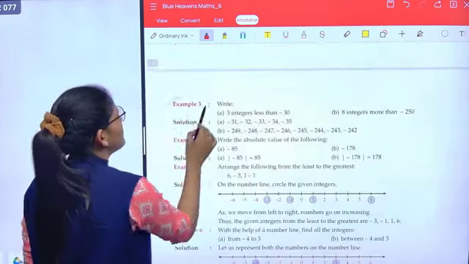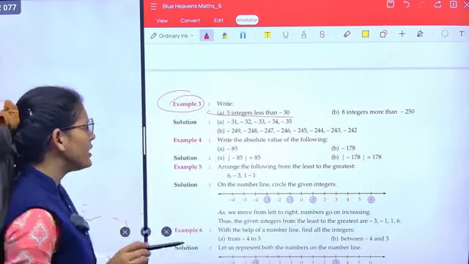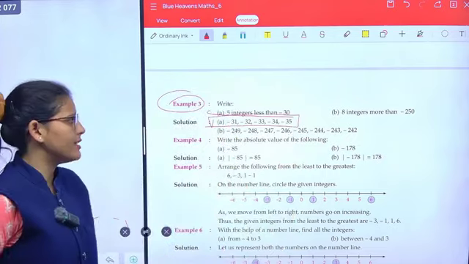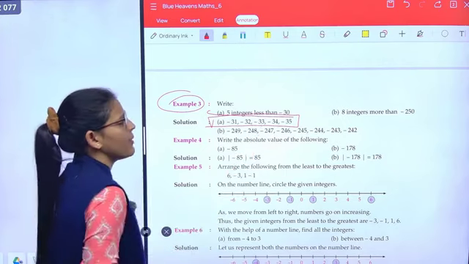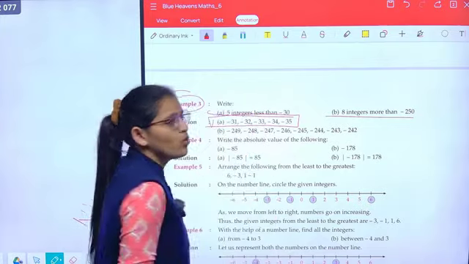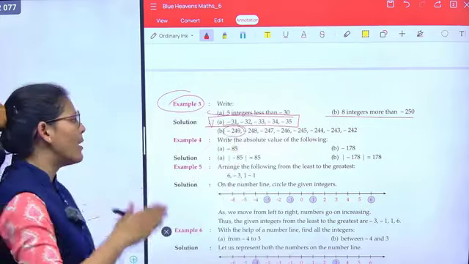Now example number 3. Write 5 integers less than minus 30. So class, these are our integers: minus 31, minus 32, minus 33, minus 34, minus 35. Now 8 integers more than minus 250. Class, now for more than, we will put them backward.